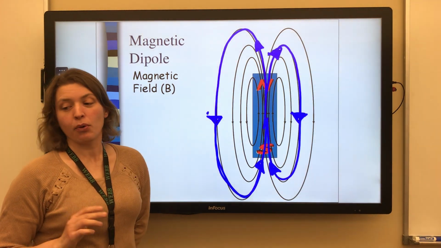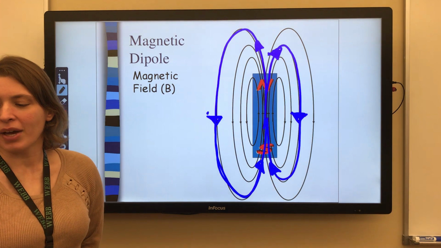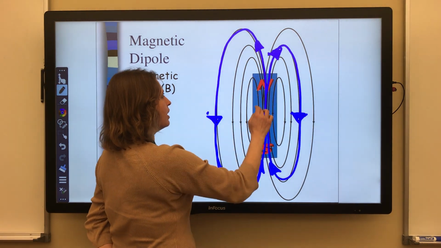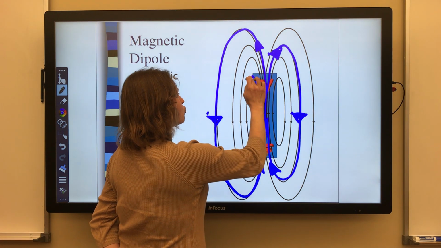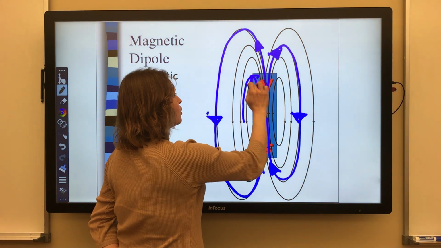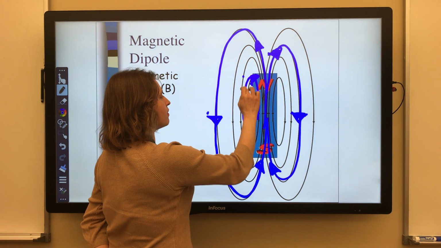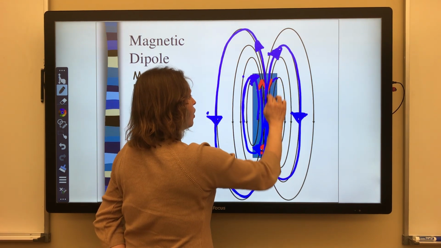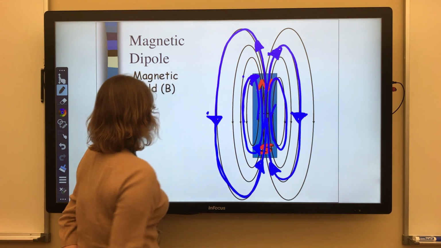A couple key points here about our magnetic field lines is they form continuous loops and they loop outward. The direction is designated as away from the north end of a magnet and inward at the south end of a magnet, always forming these continuous loops.